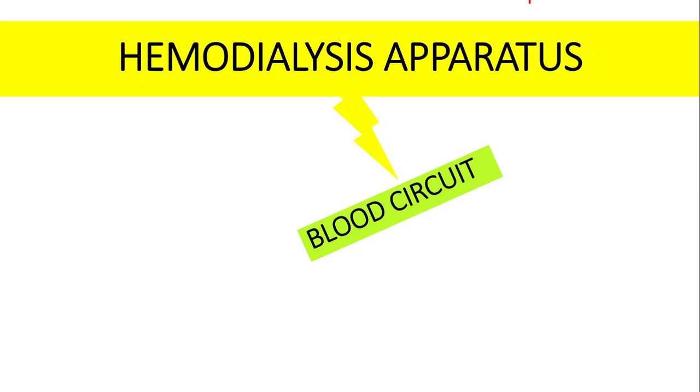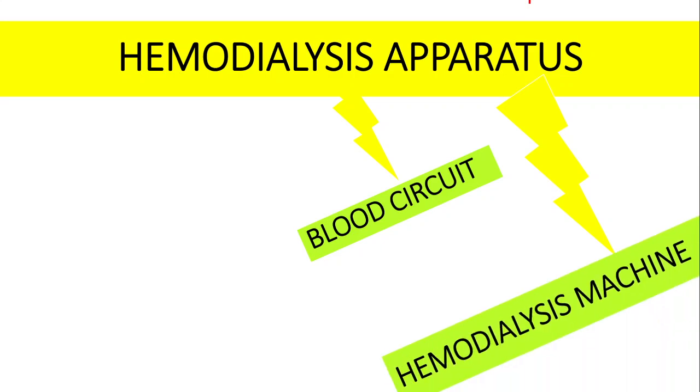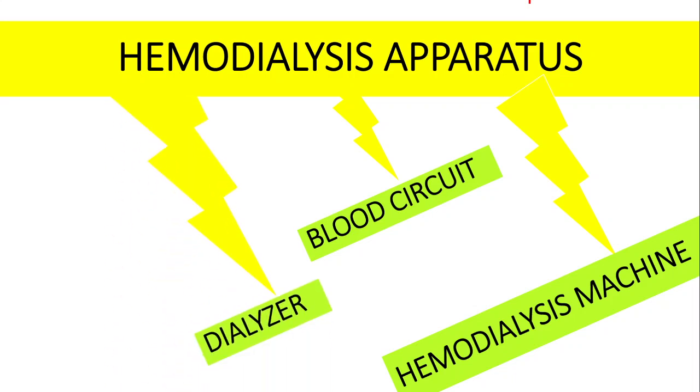One is the blood circuit, where the blood is taken from the patient to the machine. Second, the hemodialysis machine, the mechanical part, which brings together the blood and the dialysate for the purification process which occurs inside the dialyzer, and other mechanical components are clubbed together in the form of the hemodialysis machine. Third is the dialyzer, which is the most important part, also called the artificial kidney, the hollow fiber artificial dialyzer.